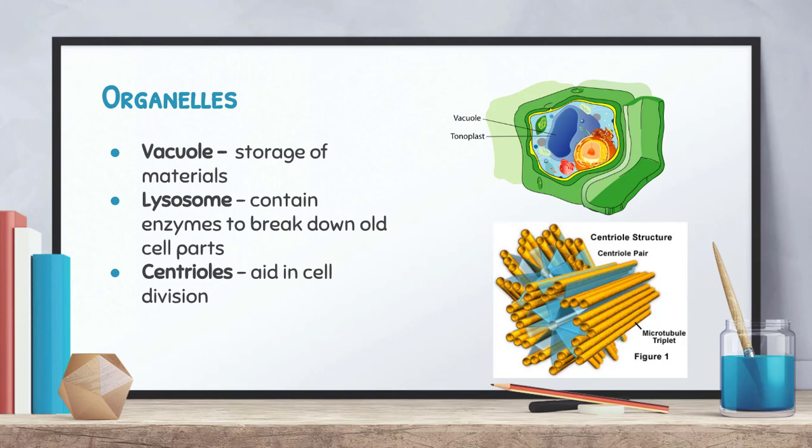And centrioles, we'll talk more about those later on, but what you need to know right now is that they aid in cell division. That is, the centrioles play a very important role when we want to go from one cell and be able to make a copy of that so that we have two cells rather than just one.